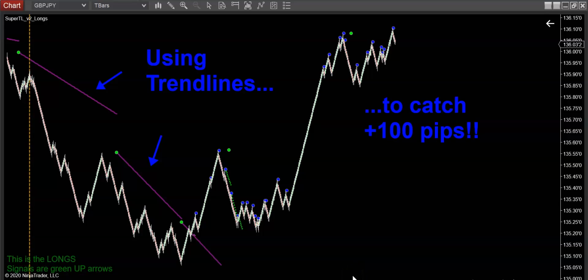Alright guys, in this Forex trading video, I'm going to show you how to use a very simple set of trend lines to catch a 100 pip move in the Forex market in just a few minutes. And most importantly, I'm going to show you how to do this without using any indicators at all. I'm going to show you how to trade using only price action techniques. Let's do this.